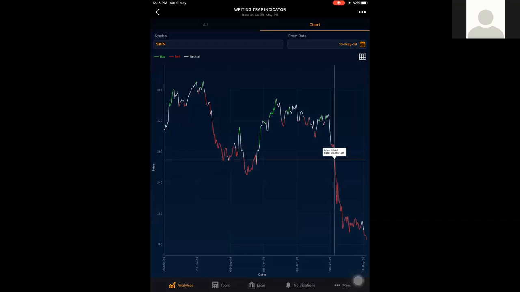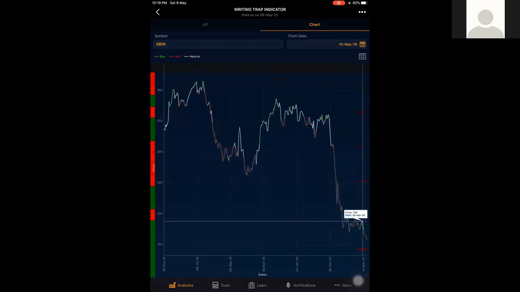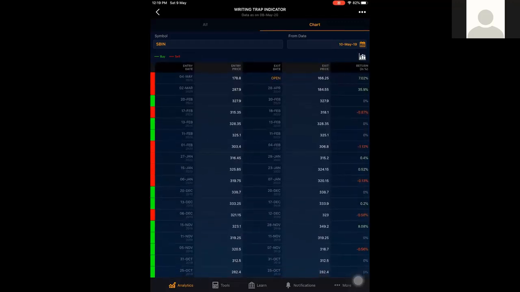So we are seeing that there was a huge short. After 1 or 2 days, it was on the unwinding side, so there wasn't any trade. And the fresh trade came back in this stock on 4th May at 178.8, and presently it is going on.